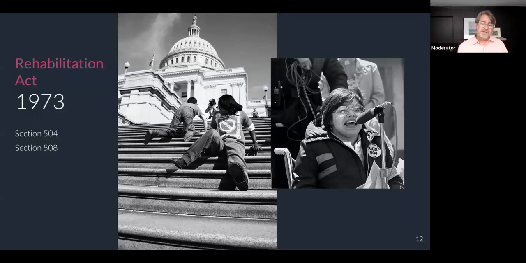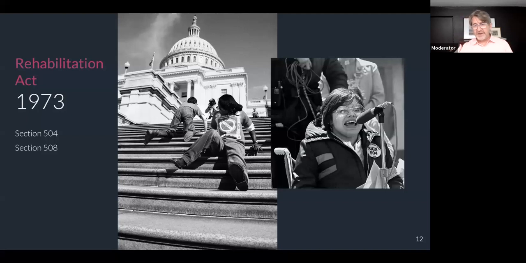So there was a Rehabilitation Act in 1973 that was passed, and there was an amendment to it, which was Section 504, which was approved later after much protest, that basically said that for employment and for government, you could not discriminate against people with disabilities. So legally, it's the precursor to the Americans with Disabilities Act.